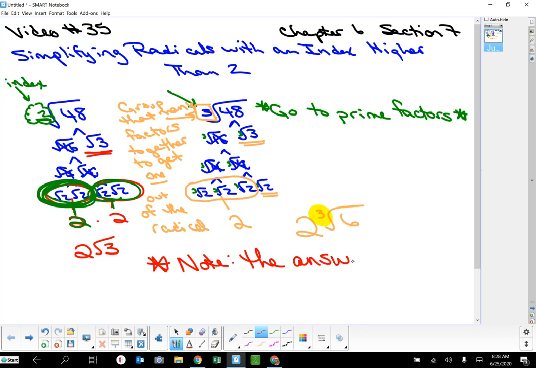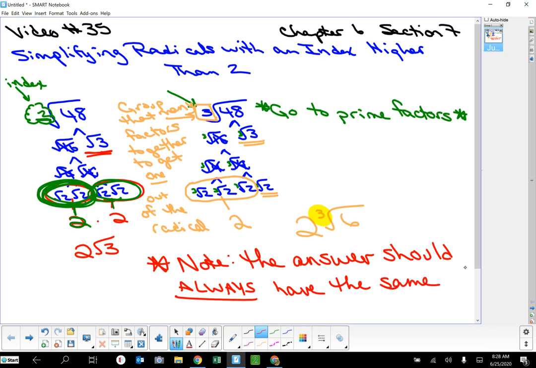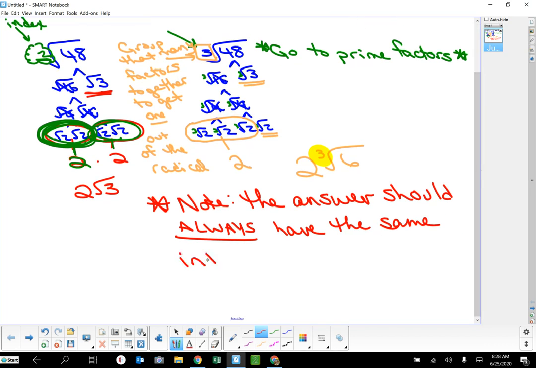The answer should always have the same index as the problem, unless you completely get rid of the root.